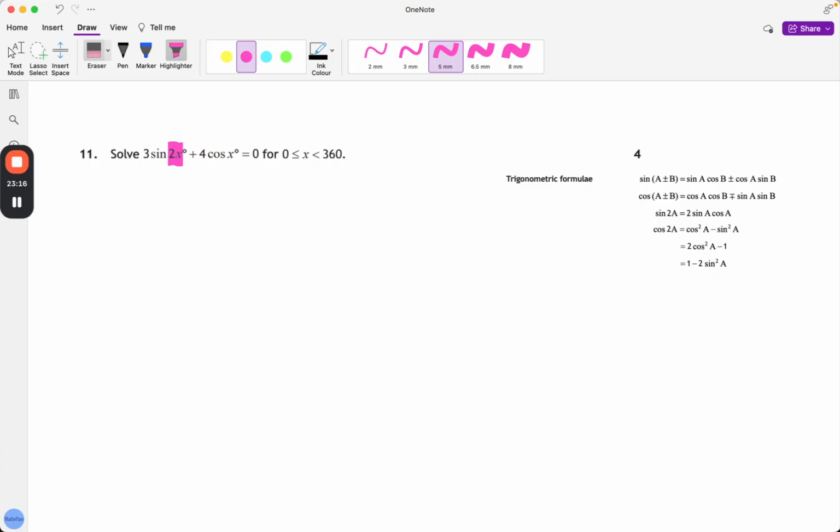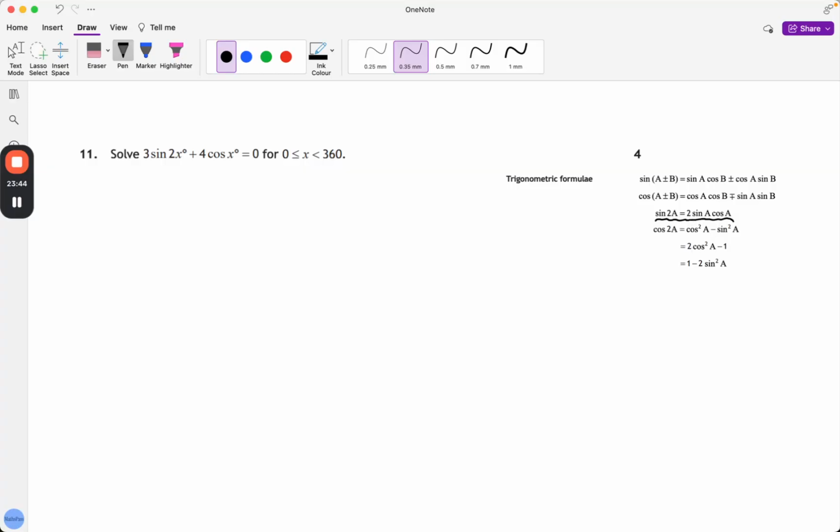Right, grand. Okay, so because we have sine of 2x, it tells us that we're using this bit here. The nice thing about sine 2A is that we only have one option. You'll notice for cos 2A, you've got a couple of different options, so there's a little bit more thinking involved. But we can just go straight ahead and rewrite our sine 2x as 2 sine x cos x, just using that formula there.